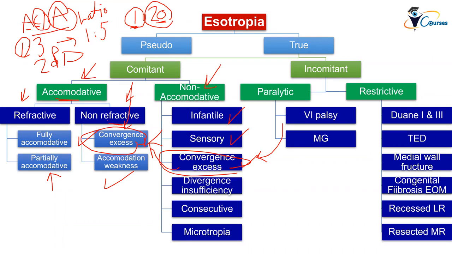Likewise, if the patient has divergence insufficiency, so he has a problem in divergence, and as a result the eyes will look inward. They will converge, resulting in esotropia. It can be consecutive, and by the word consecutive, we mean that it is post-operative.